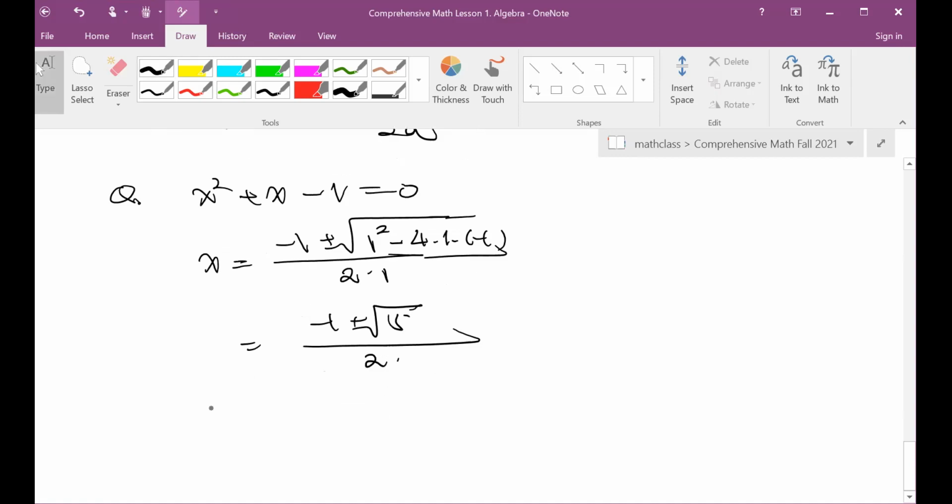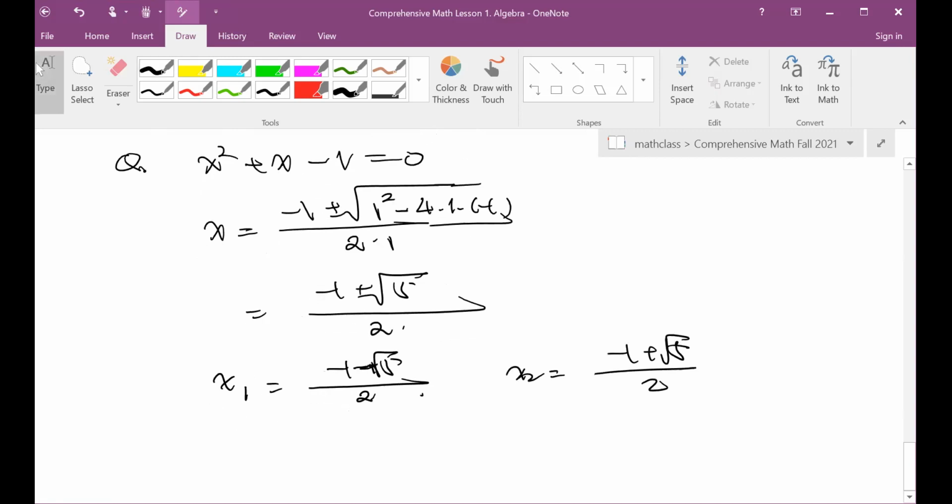The first one is going to be negative 1 plus square root of 5, divided by 2. The second solution is negative 1 minus square root of 5, divided by 2. So those are the 2 real numbers, irrational numbers, okay? But those are numbers. We can estimate them if we want. So x squared plus x minus 1 can be written as (x minus x1) times (x minus x2).